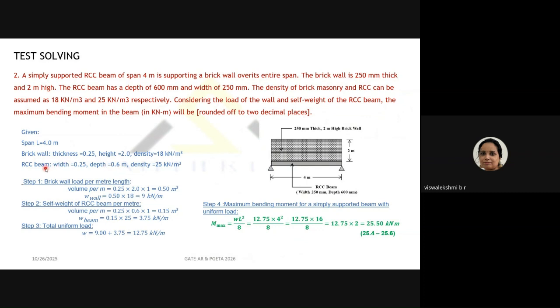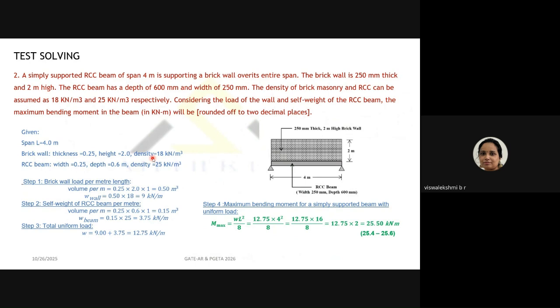Next is the RCC beam. Depth is 600 mm and width is 250 mm, so we have to convert it into meter. Width is 0.25 meter and depth is 0.6 meter. Density is given as 25 kilonewton per meter cube. So these are the given parameters.